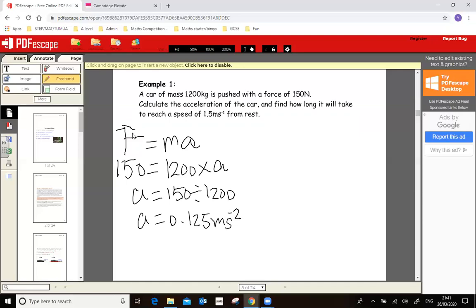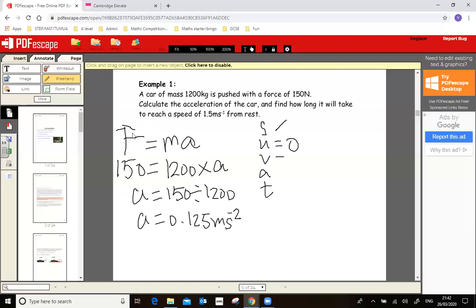Okay, so let's move on to the next bit, which asks us to find out how long it will take for the speed to reach 1.5 meters per second from rest. Right, so that links with the previous chapter we've done. So we have to use the SUVAT equations. Okay, so let's write down the SUVAT. S stands for the displacement. We don't know anything about that, so let's cross it out. Do we know the initial speed, U? Yes. And the question says start from rest, so the initial speed is 0.